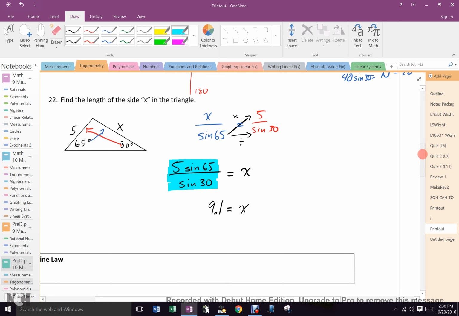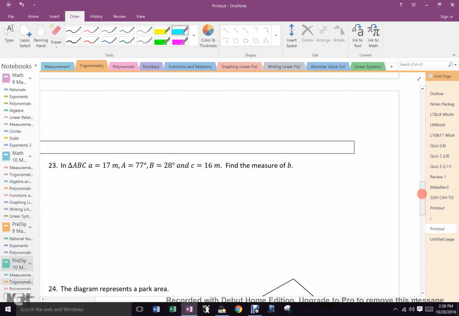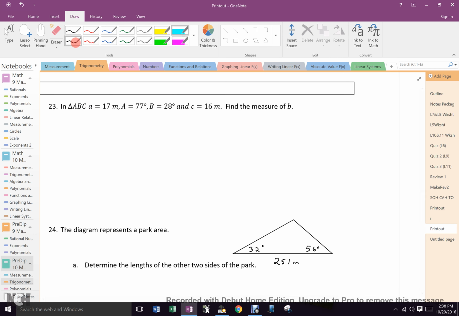All right? In triangle ABC, as soon as I draw it, I can go ahead. Angle A is 77. I choose which of these is 77. It doesn't matter. I'm going to make it that one, which makes this side, little a, 17. Little c is 16. Doesn't matter which that is. Big B is 28. I need little b, which would be right down here.